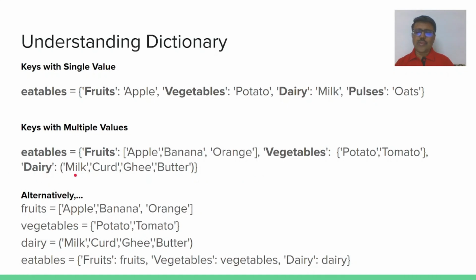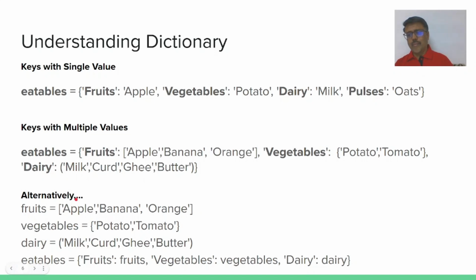And then you have dairy. So here dairy, if you can see, milk, curd, ghee, and butter. But you see here, I'm putting it inside a tuple, right? So I can have this combination. I can have everything as a list, or I can have a different combination based on my need. The only thing you need to understand is that you have an opening curly bracket and a closing curly bracket. Okay, and how does Python understand that? Because when you start with a key value pair, it automatically identifies the data type as dictionary. Okay.